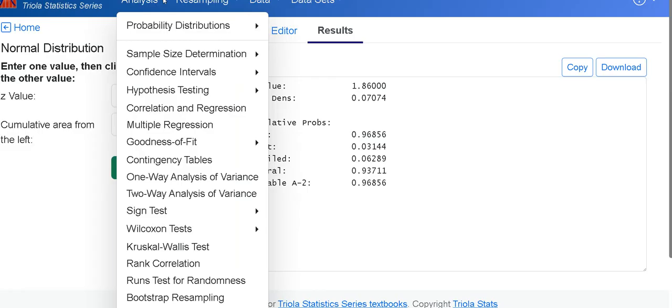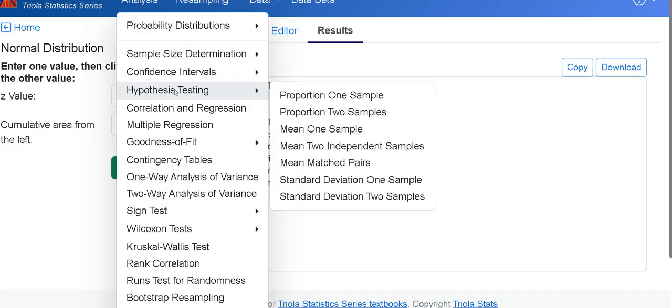Does it look like there's anything here that might be helpful? Up and down, not left and right. That's not a bad choice, but it's not really where we're going with this one. Hypothesis testing. We're testing a hypothesis about a proportion with one sample.